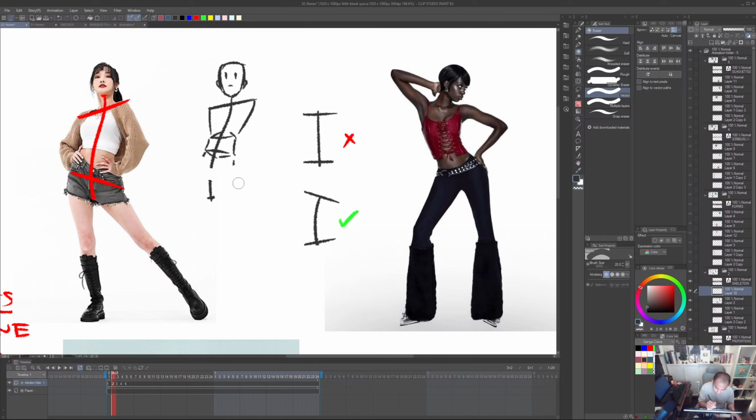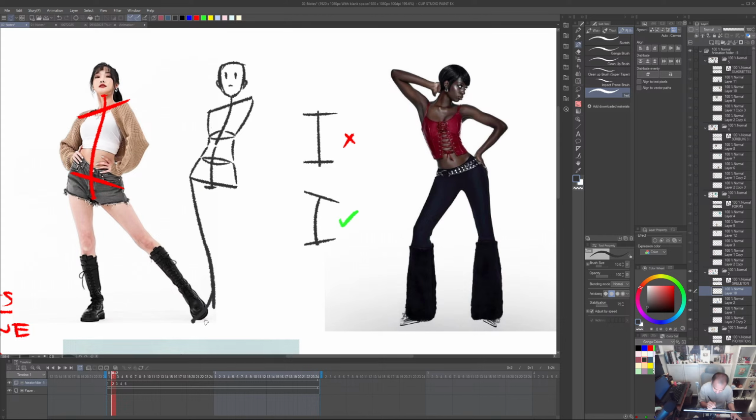So after that, actually I'm wrong over this one. Let's repeat this step. The shoulder line, and then the hip line over here. Right, that's more accurate. And then we can draw the arms and the legs with simple lines, right?